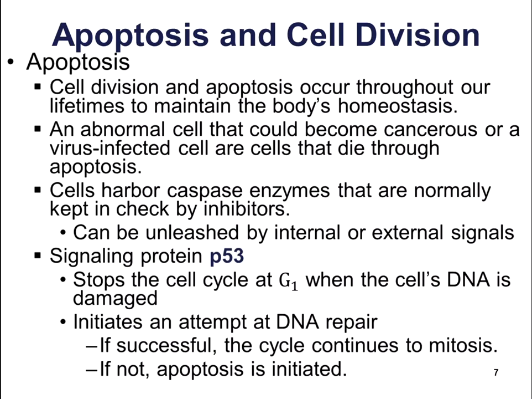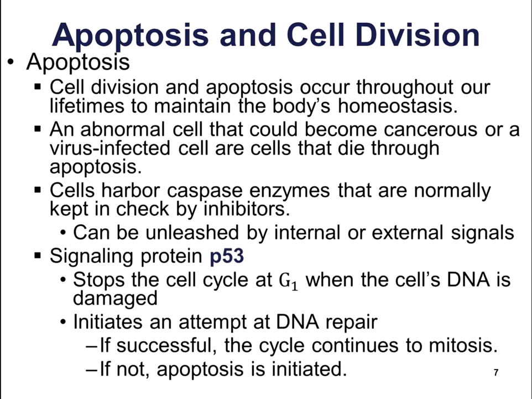Apoptosis and cell division occur throughout our lifetimes and basically allow our bodies to remain homeostatic, because hopefully they are balancing one another out correctly, making what we need through mitosis, getting rid of what we don't need through apoptosis. So if there are abnormalities in cells, these cells could become cancerous, right? Or maybe they are infected with a virus. And we are hoping that our body comes through and uses apoptosis to destroy those bad cells. Okay? So that's what we're talking about here.